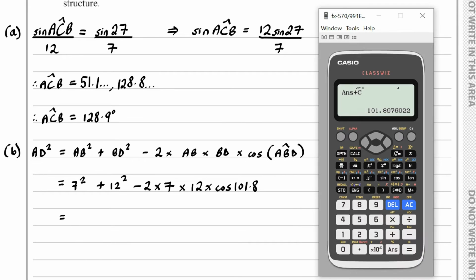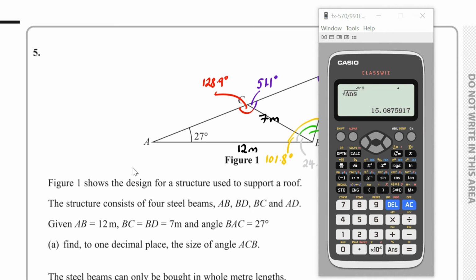And if we work all this out, so we have the cosine of this angle, and then we have 7 squared plus 12 squared minus 2 times 7 times 12 times the cosine of this, so we get 227.6, and therefore AD, that's equal to the square root of this, which is 15.08, etc. So let's add this to the diagram. Here we have 15.08, etc. meters.